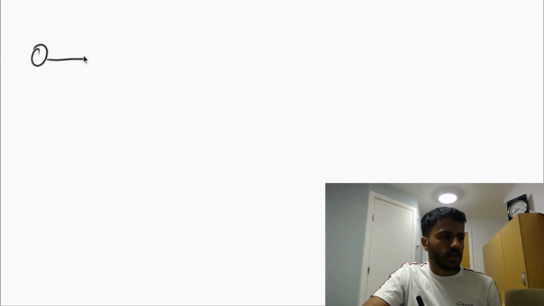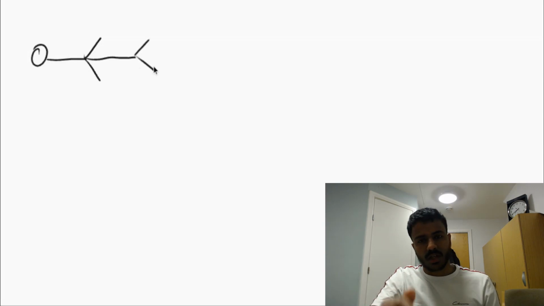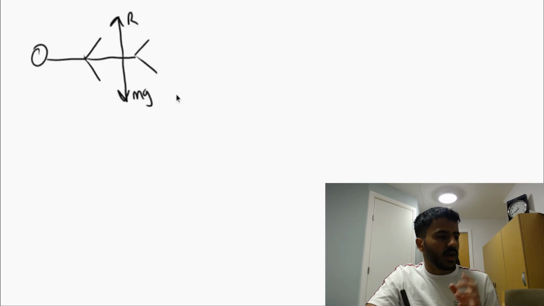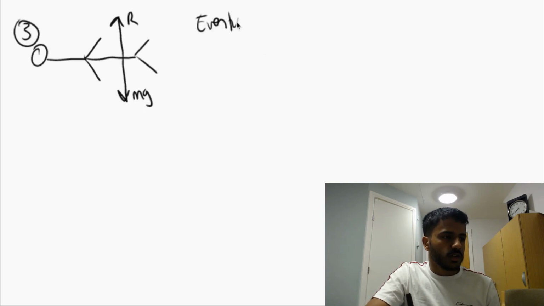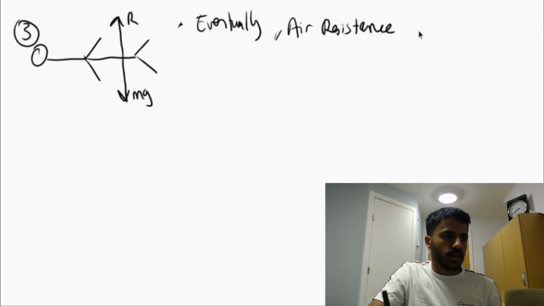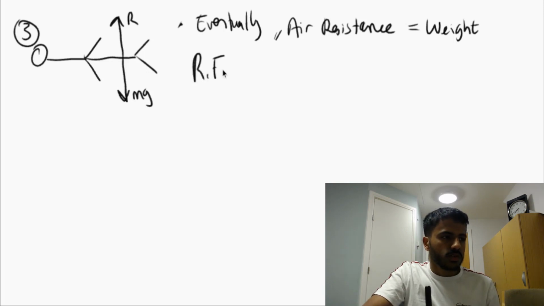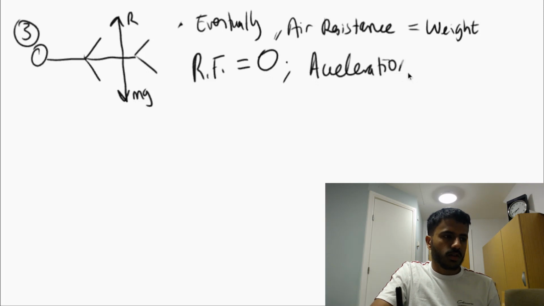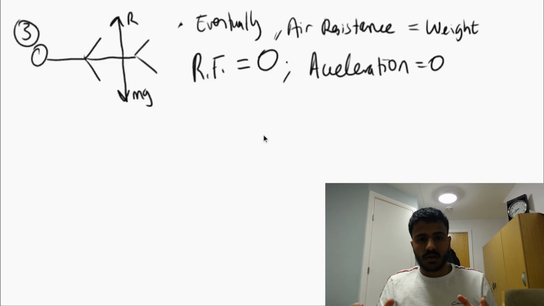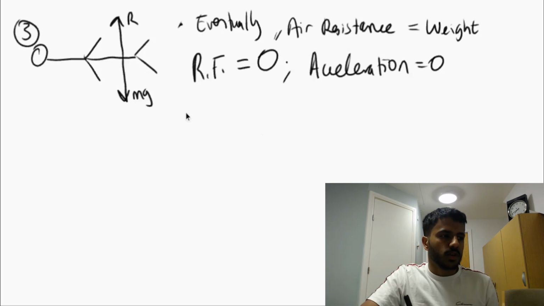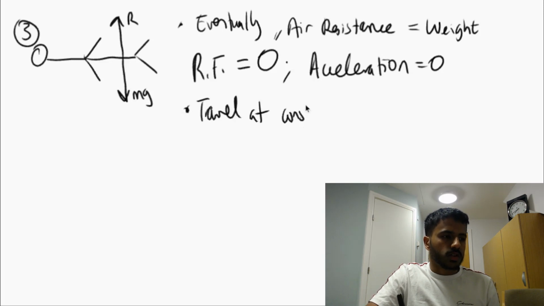Now you can see that as the velocity keeps increasing, the air resistance is going to keep on increasing, up to a point where the force due to air resistance is going to be equal to the weight. So eventually, air resistance is equal to the weight. And at this point, because the air resistance is equal to the weight, the resultant force is zero. And we know because of F equals ma that this means that the acceleration is zero. So if the acceleration is zero and the resultant force is zero, that means that the skydiver is not going to be accelerating, and therefore will travel at constant velocity.